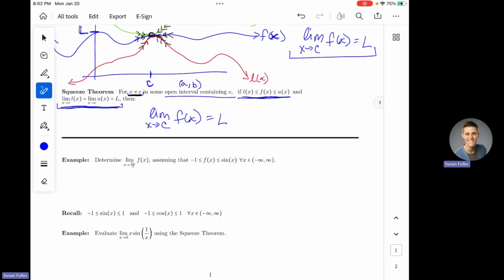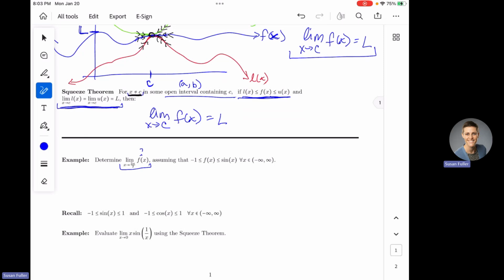So I want to determine the limit as x approaches 3 pi over 2 of some function f of x. Normally, to evaluate a limit, we would take x equals 3 pi over 2 and plug it into my function. But the problem is I don't have a function. I'm not told what f of x is. I don't know what that function is, so I can't just plug it in. We need to do this a different way.